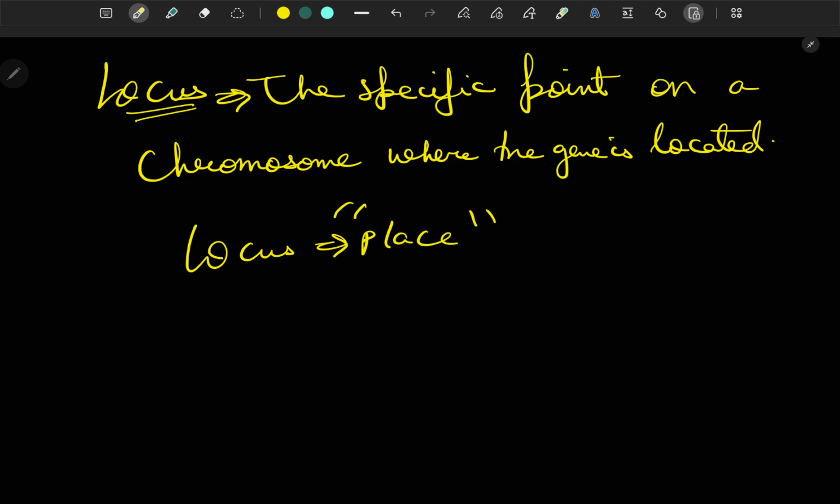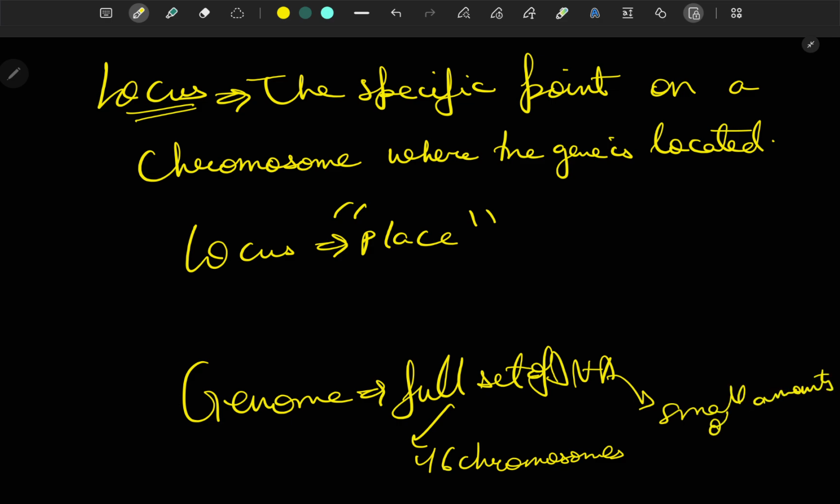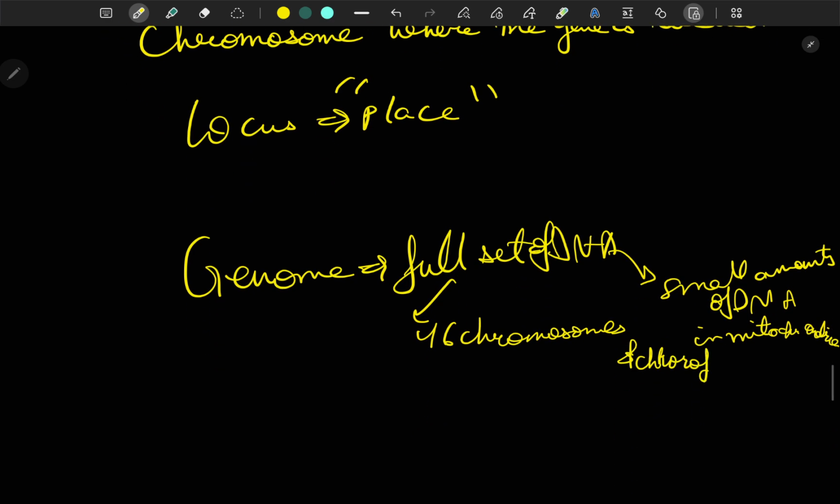Now you know your genome is the full set of DNA you inherited from your parents. It includes all 46 chromosomes plus small amounts of DNA in the mitochondria, and in the chloroplast in plant cells.